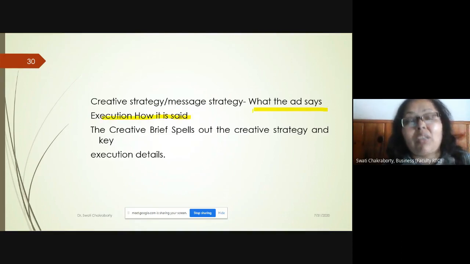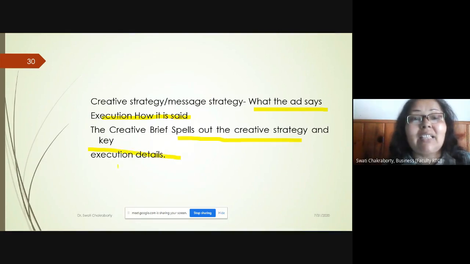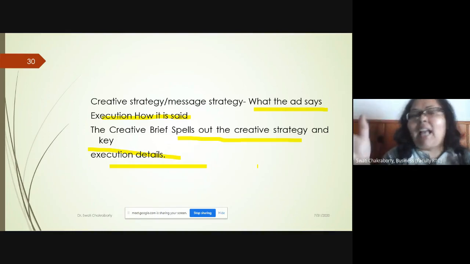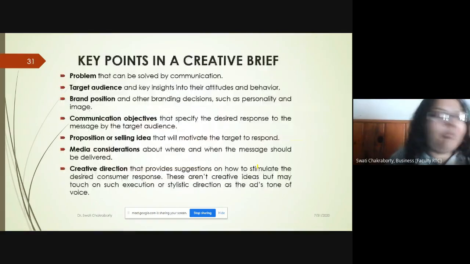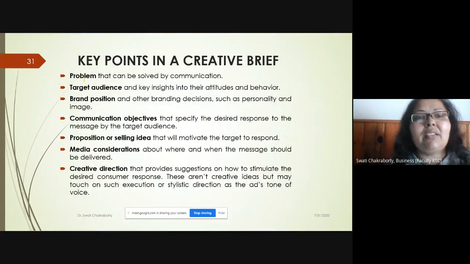It's talking about what the ad says, executed the way it is said, and the creative brief talks about this creative strategy and the key execution details. What is the ad and how it can be executed? That's there in the creative brief, as we've discussed earlier also. Now, key points in a creative brief: that is the problem. What's the problem that can be solved? Who's your target audience? The brand position in the market and other brand decisions.